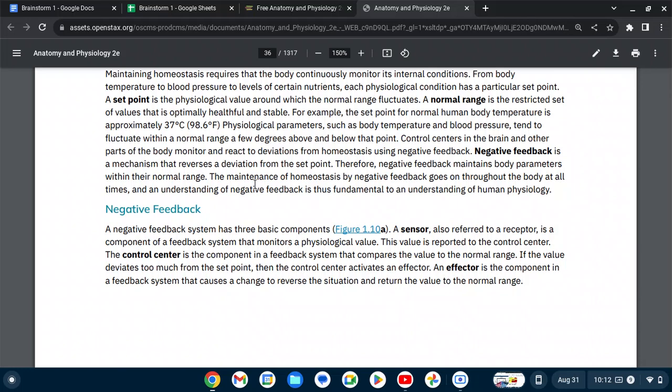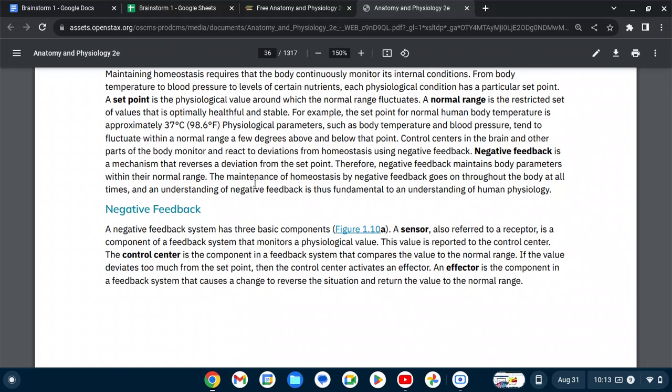For example, the set point for normal human body temperature is approximately 37 Celsius. Physiological parameters such as body temperature and blood pressure tend to fluctuate within a normal range a few degrees above and below that point. Control centers in the brain and other parts of the body monitor and react to deviations from homeostasis using negative feedback.